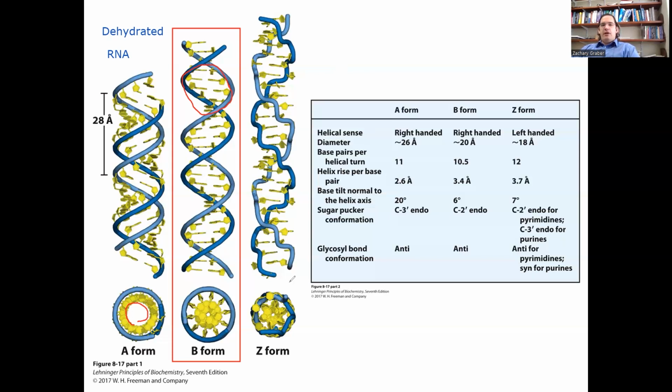Our Z-form structure over here on the right will occur in scenarios where we tend to have alternating purines and pyrimidines.